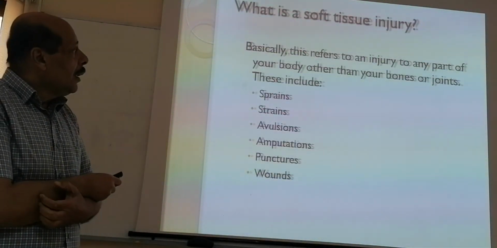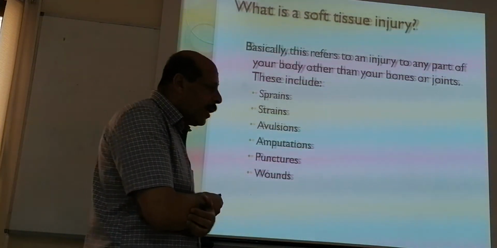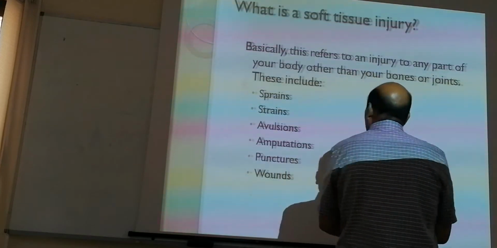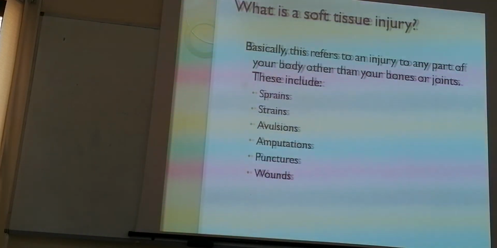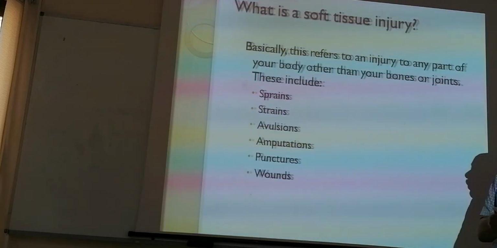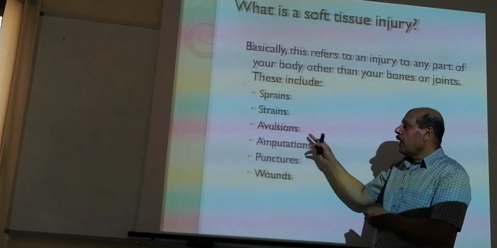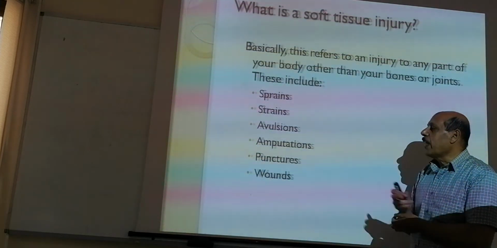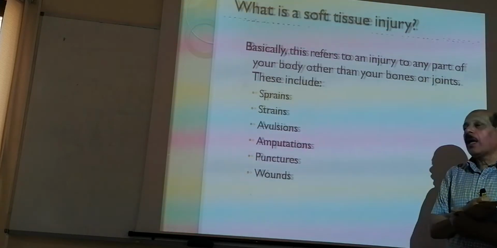What does soft tissue injury mean? As we said before, basically this refers to the injury of any part of your body other than the bone and joint. This also includes sprain, strain, avulsion, amputation, puncture wound, and wound.